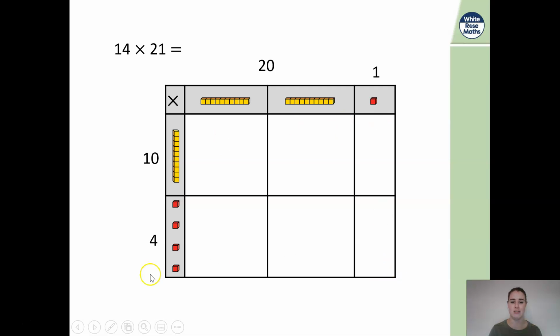So now we have extra grids on here, but the same rules apply. So we're going to focus on the top boxes first. So let's start the way we usually do.